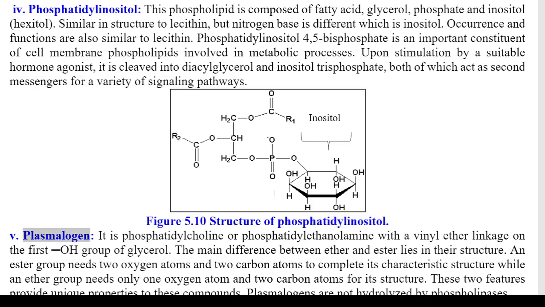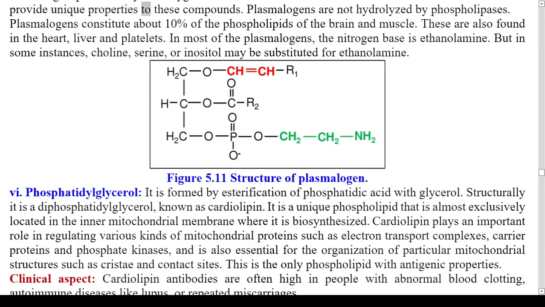5. Plasmalogen. It is phosphatidylcholine or phosphatidylethanolamine with a vinyl ether linkage on the first O group of glycerol. The main difference between ether and ester lies in their structure. An ester group needs 2 oxygen atoms and 2 carbon atoms to complete its characteristic structure, while an ether group needs only 1 oxygen atom and 2 carbon atoms for its structure. These two features provide unique properties to these compounds. Plasmalogens are not hydrolyzed by phospholipases.